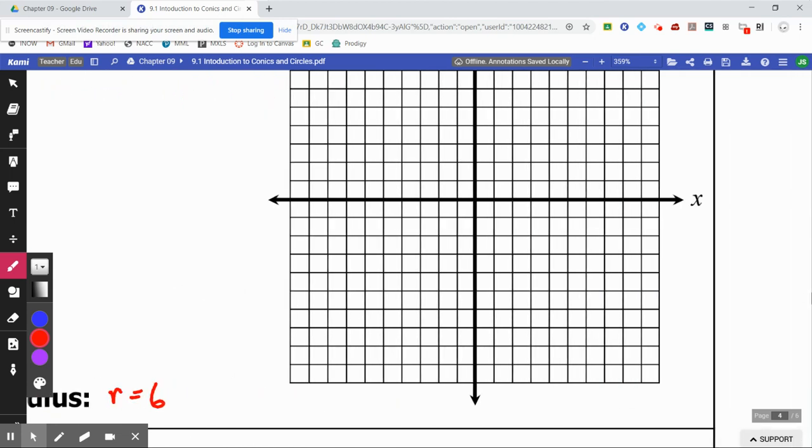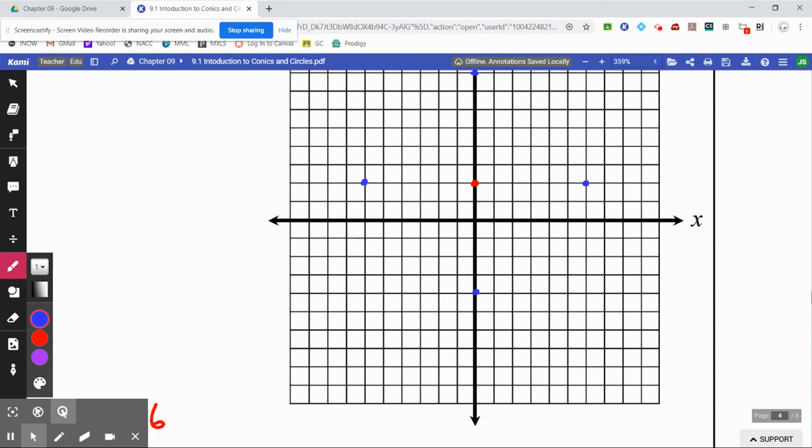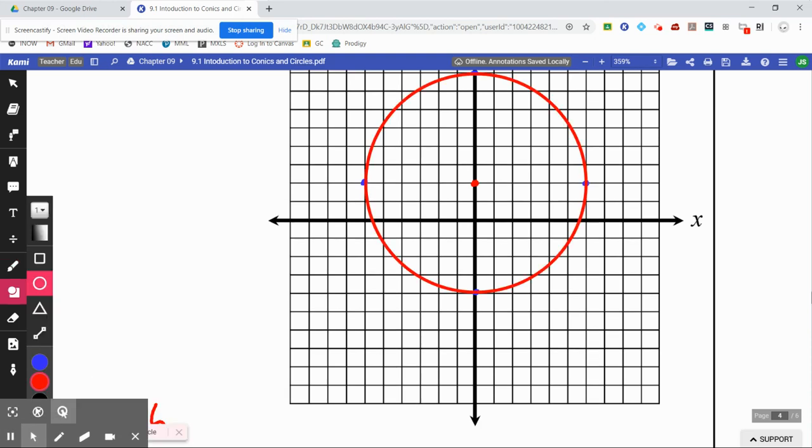So 0, 2 is the center, which is here. A radius of 6. Let's go 6 in all directions. And there's your points. Now let's connect our dots. And I'm again going to use my circle tool. And there's what your circle would look like.